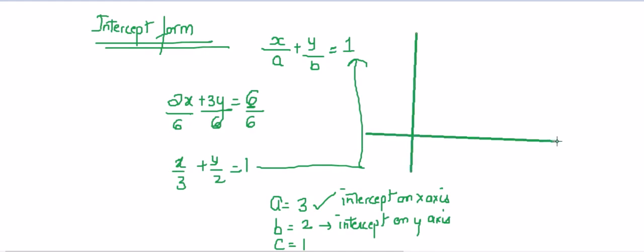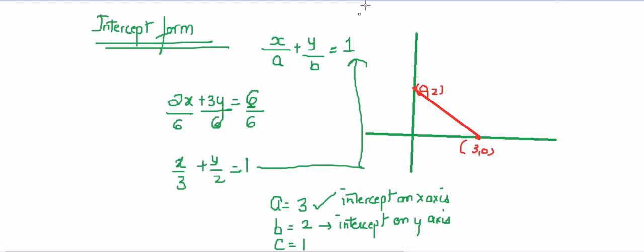So this is my axis. It's given that 3 is the intercept on the x-axis, so this is (3, 0), and 2 is the intercept on the y-axis, so (0, 2). Join these two points and this will give you the straight line. So it's very easy to draw the straight line once you know the intercepts on the x-axis and y-axis.